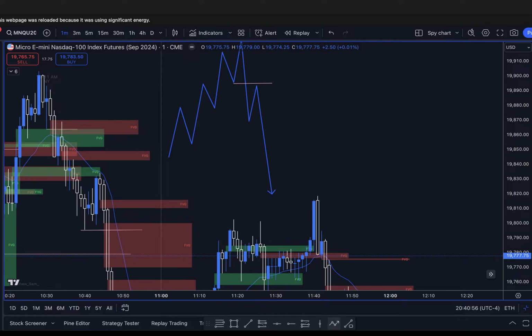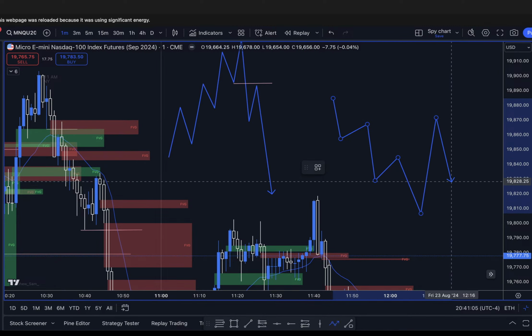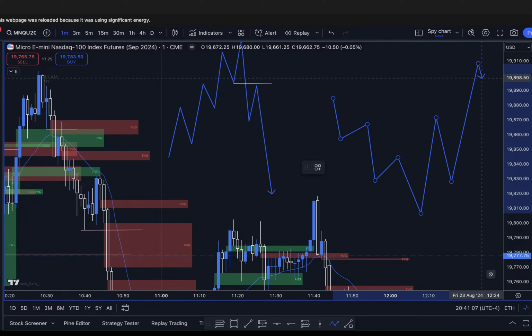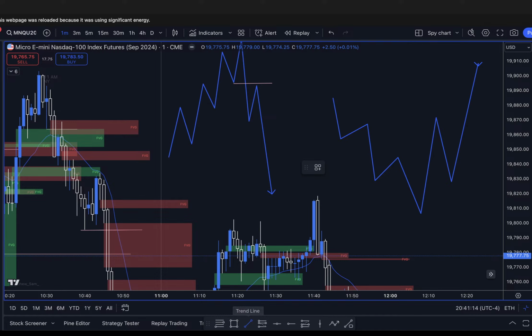And then same on a downtrend. If you're going down, you're making lower lows, lower highs, lower lows. As soon as we break above the most previous swing high, market structure shift to the upside. And this is all I trade.